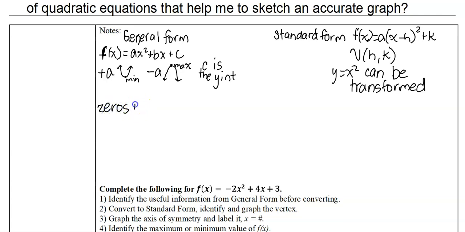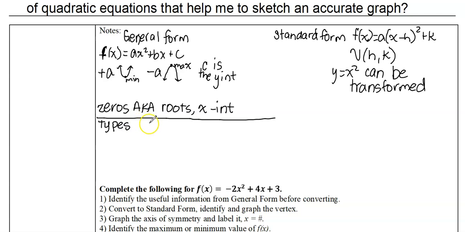Zeros, also known as roots or x-intercepts. How do we find those? And what kind of zeros are there? So just a little refresher on some old information. There are 3 types of zeros.